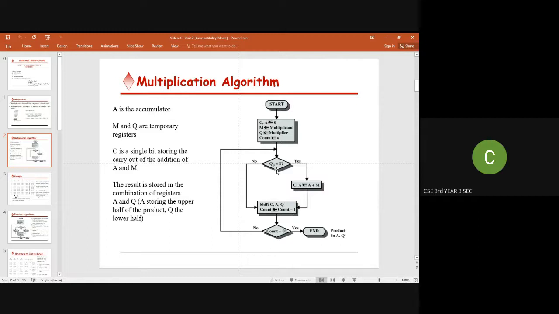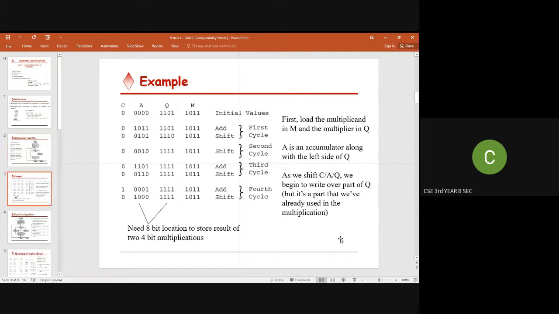So for example, if the Q naught is not equal to 1, which means the Q naught is 0, we don't want to do the addition operation, we are just going to do the shift operation alone. We have to repeat this process until we get count equal to 0. If the count is equal to 0, then we can end the process. The product is A comma Q. So both A and Q are our final answer. In the next slide, we have one example.